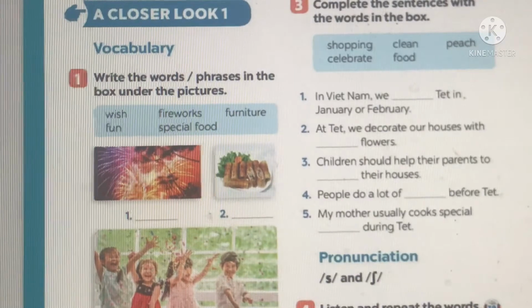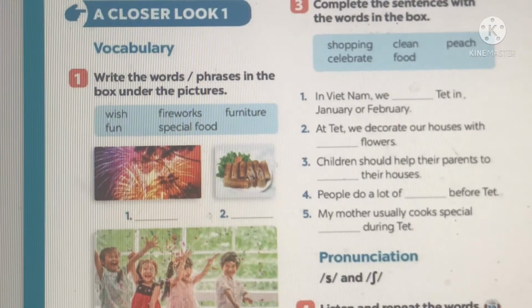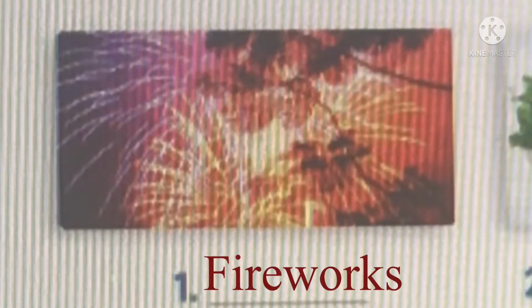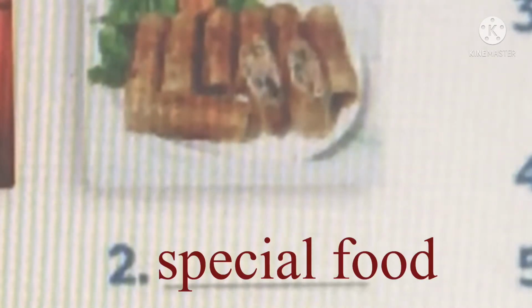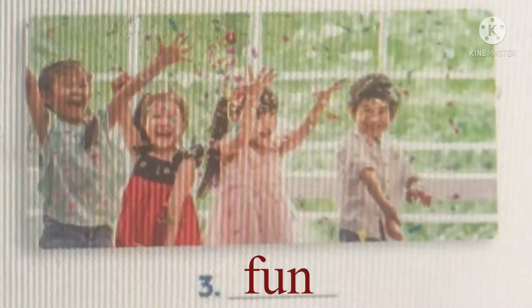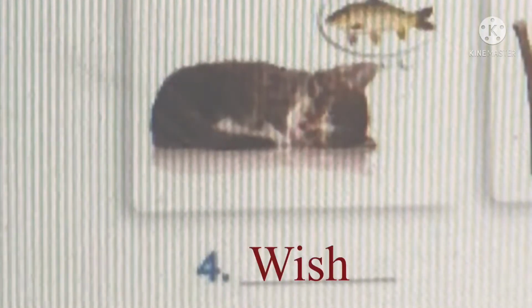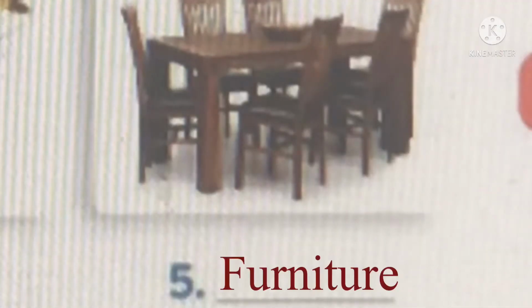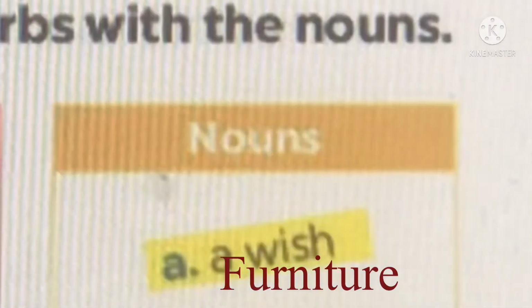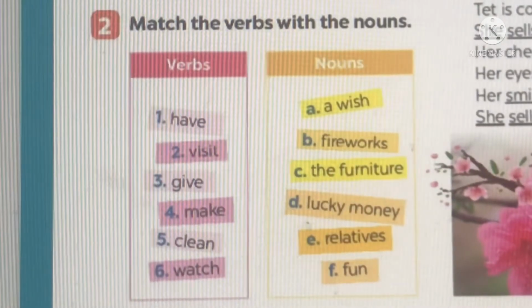Next, we come to a closer look one. First, we review some vocabulary by writing under the picture with the correct words. And number 1, fireworks. 2. Special food. 3. Fun. 4. Wish. 5. Furniture.